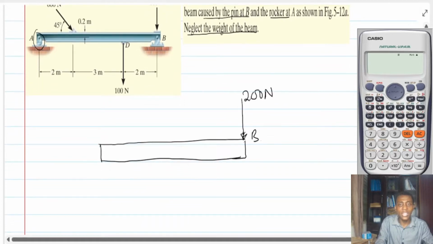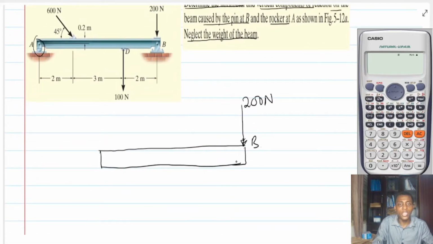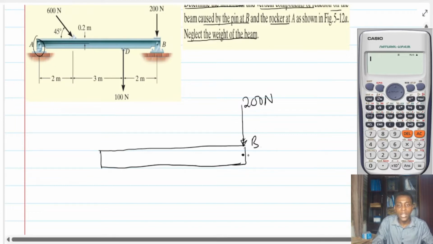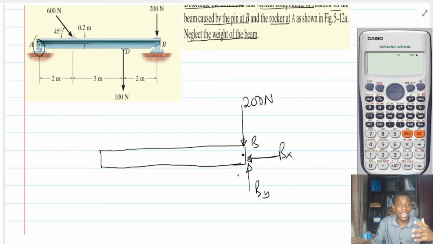Now, at the same point B, I have a pin joint, right? For a pin joint, I've got two reactions, and these reactions are going to be Bx and By. So there's going to be Bx, and then there's also going to be By. You don't need to really know whether Bx is going to the left or right, or By is going up or down. You just have to assume any direction. But after solving the question, the values you get will determine whether it is actually in the right direction or not.